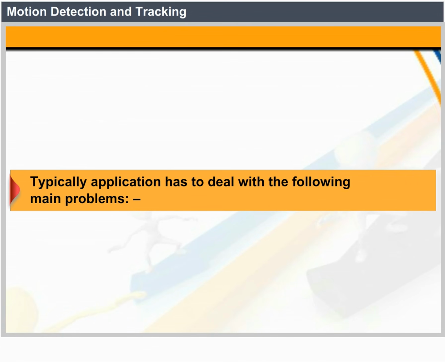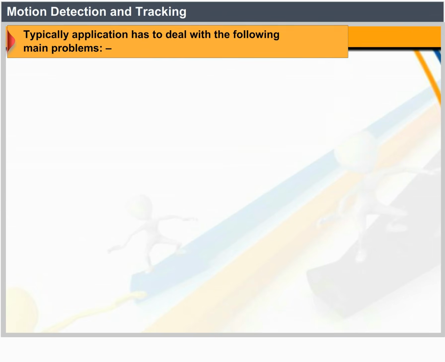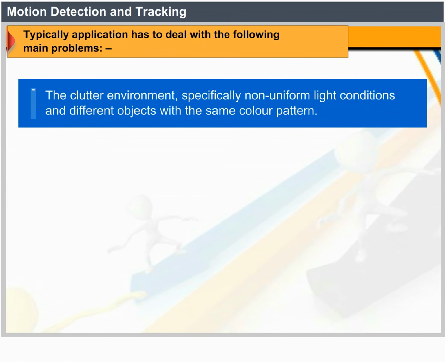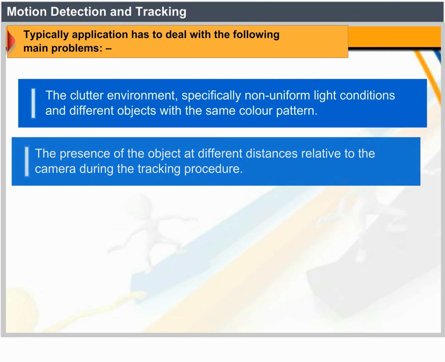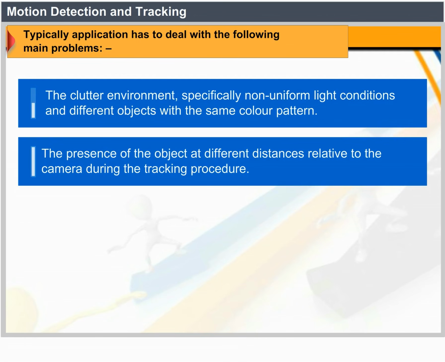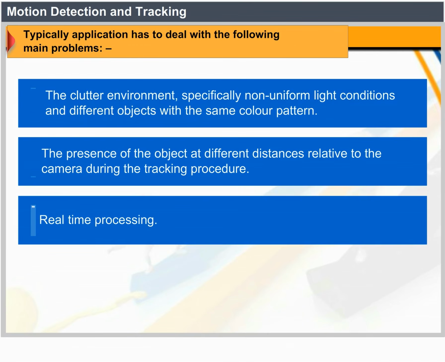Typically, an application has to deal with the following main problems: the cluttered environment, specifically non-uniform light conditions and different objects with the same color pattern, the presence of the object at different distances relative to the camera during the tracking procedure, real-time processing, and image noise.